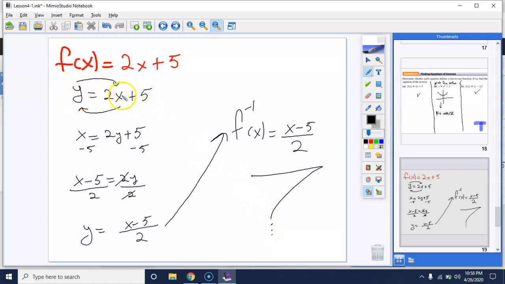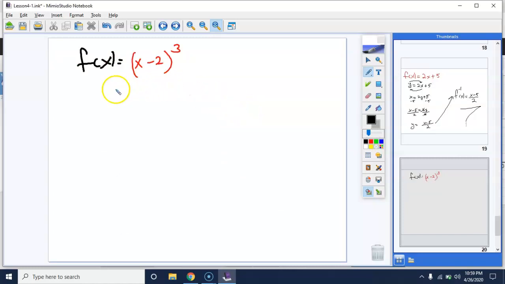First, y equals, that's my equation, that's my function. Solve for y, get y alone here. Whatever you got here, that's your inverse function. That's my inverse. And that's how we say it. You put the negative exponent up there.